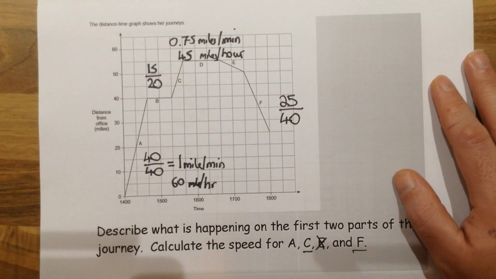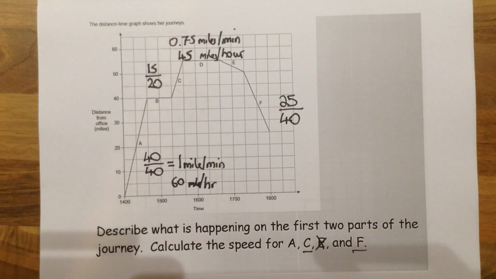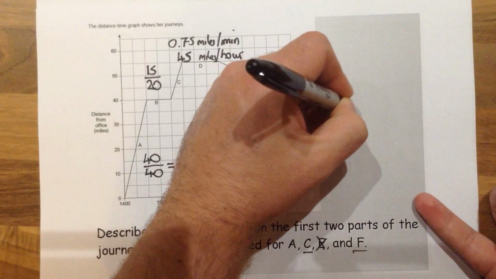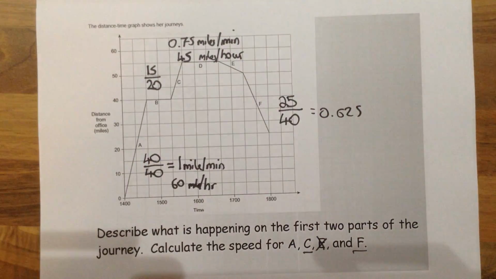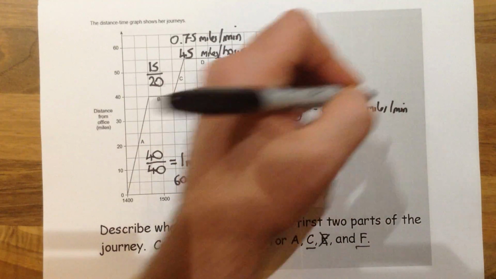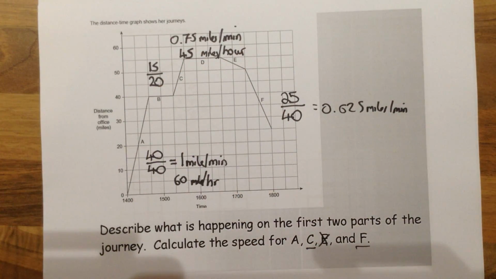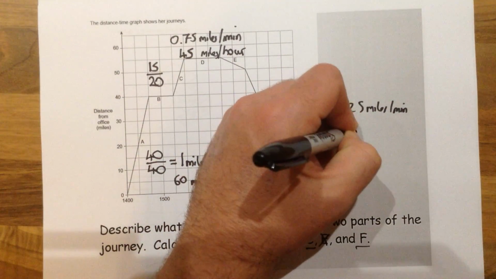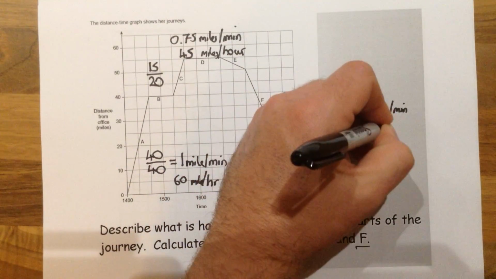So if you do on your calculator 25 divided by 40, this comes out as 0.625. That again is miles per minute. So timesing that by 60 would give 37.5 miles per hour.